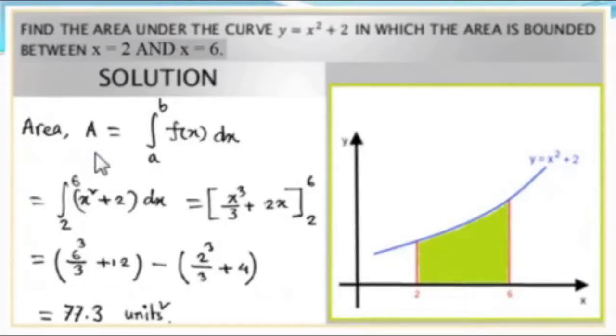Actually, the formula is area A equals the integral from a to b of f of x dx. What is a? A is the lower bound of the region.